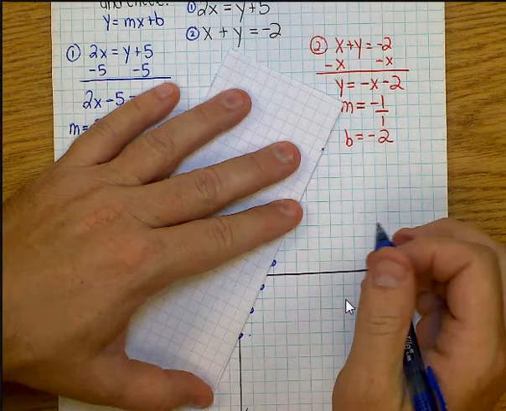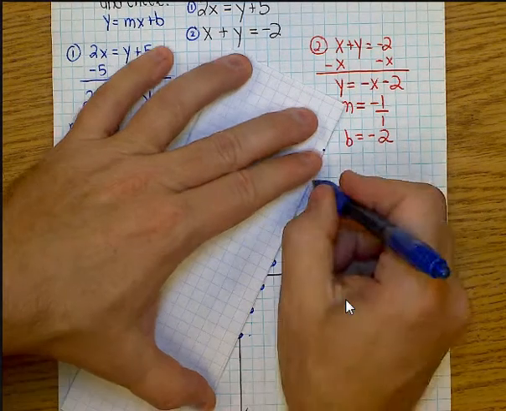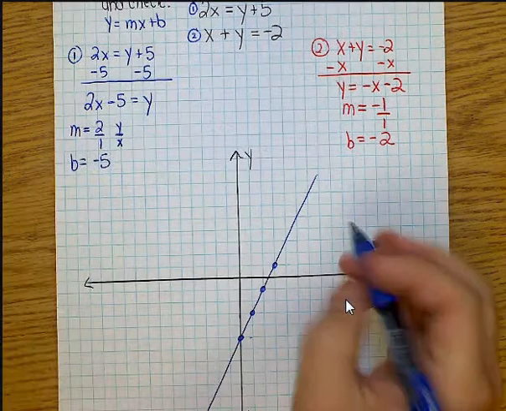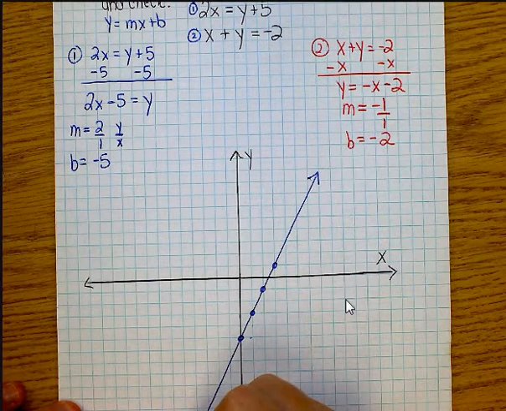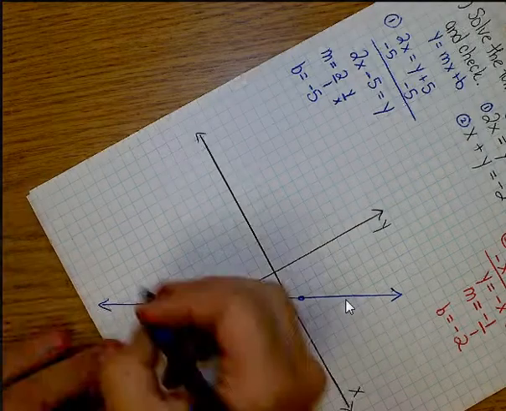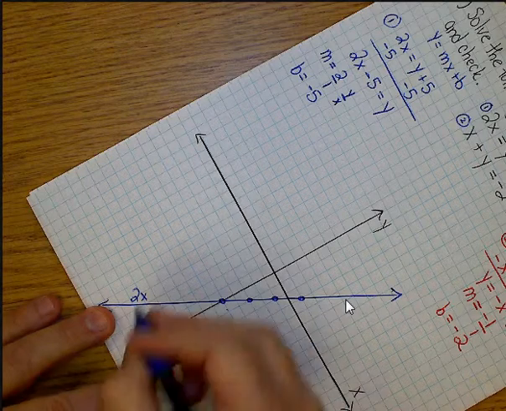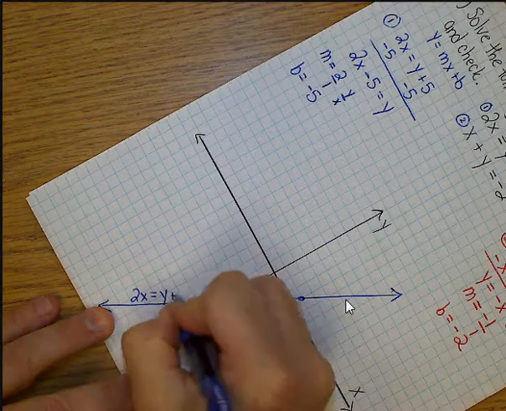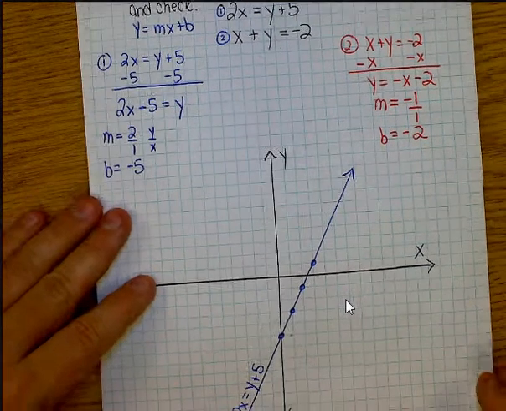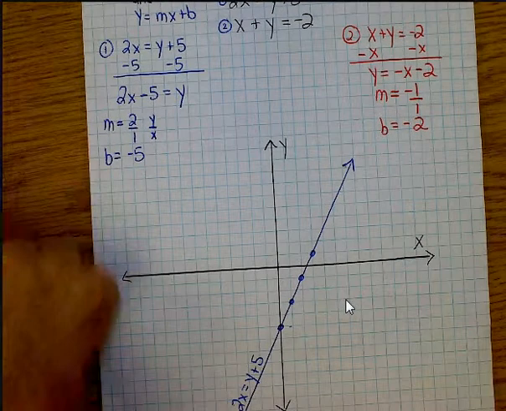I take my ruler, line up the points as best I can, draw a line all the way through your coordinate plane, arrows on the end of the line, and then we're going to label the original equation 2x equals y plus 5. And then we're done with that line. Okay? So now we move to the next line.